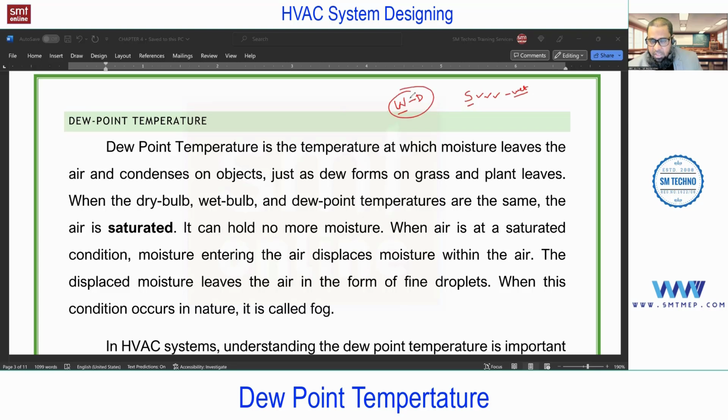Because winters are dry, we require heating and humidification. We'll discuss this point in chapter 7. Don't worry, I'm just giving the preview. And in summer, we require cooling and dehumidification. Humidification means increasing the moisture. Dehumidification means extracting the moisture. Remember, we'll use this process at the time of load calculation. Again, this is related to dew point temperature. Apart from this, dew point temperature is also important for the vapor compression cycle.